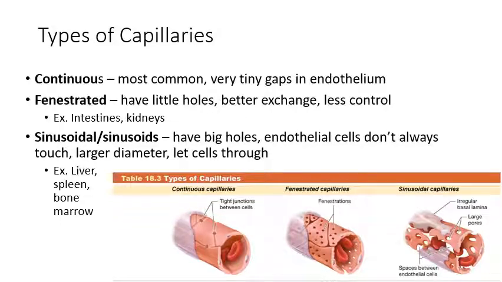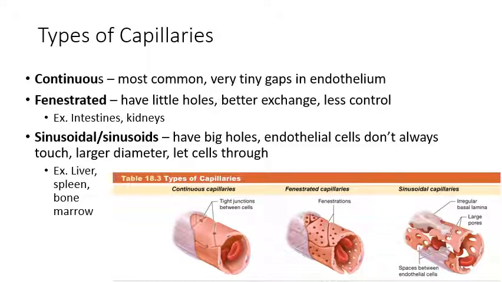The primary places where you would find fenestrated capillaries are in the intestines and the kidneys. In the intestines, you need to absorb food from the gut, so you need a lot of ability for things to enter the capillaries easily. In the kidneys, you're trying to form urine, so you want it to be pretty easy for things to leave the capillaries and enter the urine.